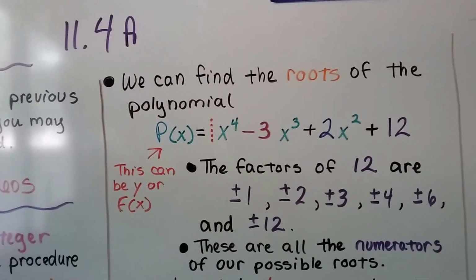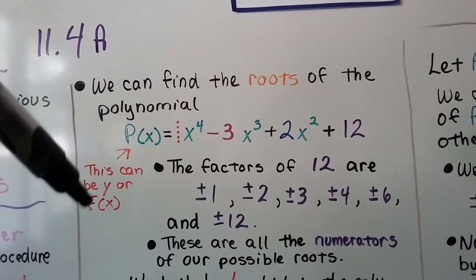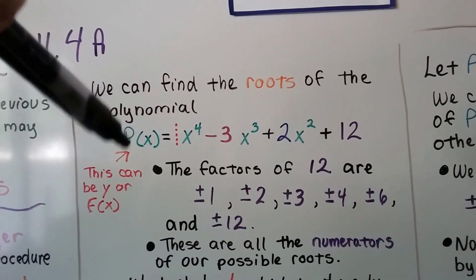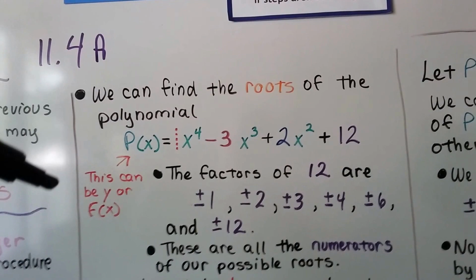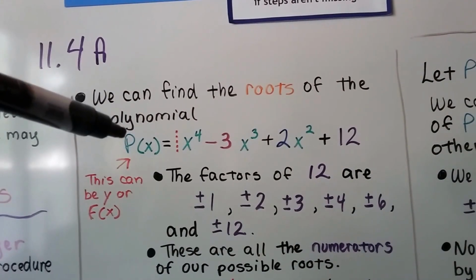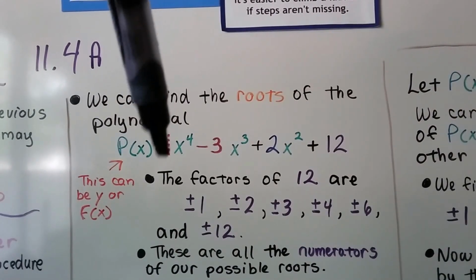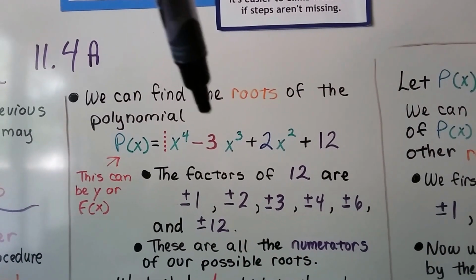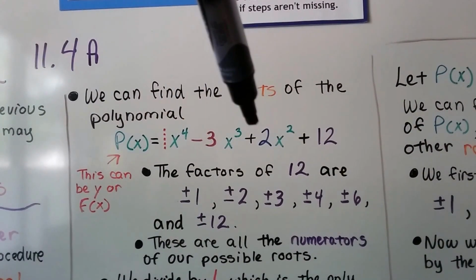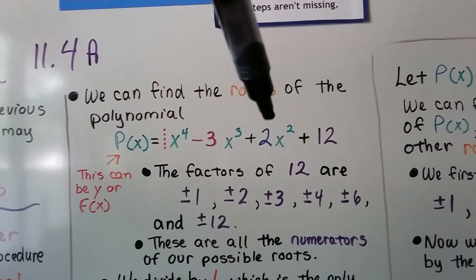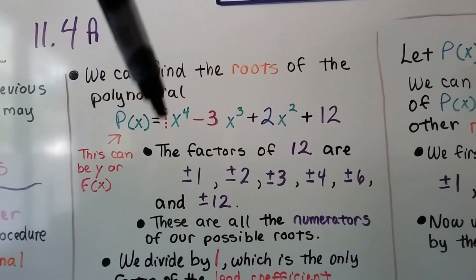So we can find the roots of the polynomial p of x. Now, it could be a y or an f of x, so don't worry that I have p of x here. Some books would have this, some would have y, some would have f of x. It's all the same thing. This is a polynomial, so I put p of x. There's an invisible 1 in front of this x, isn't there? And then we've got a coefficient of negative 3, and then x to the third plus 2x squared plus 12. So here's our constant, and here's our lead coefficient, this 1.